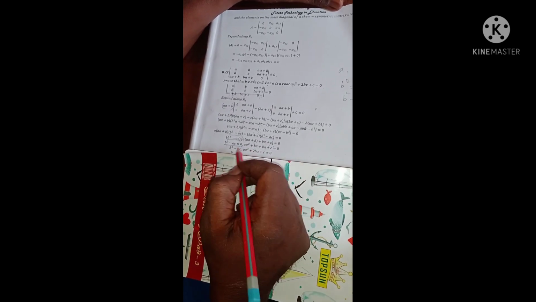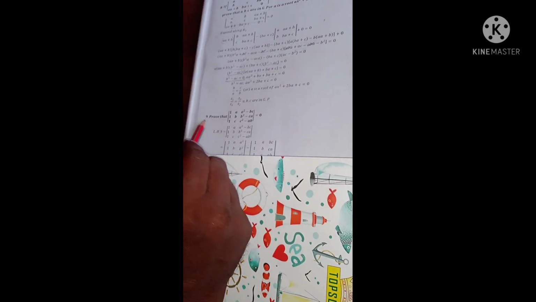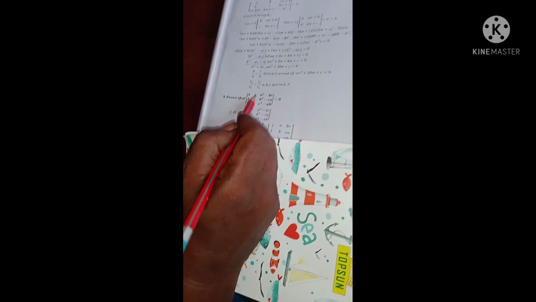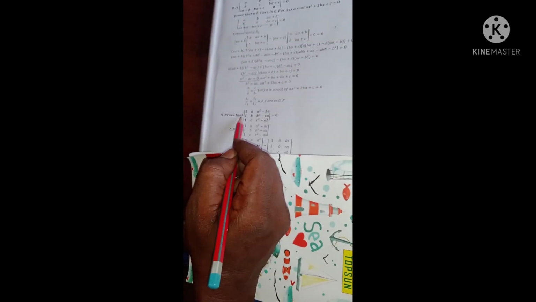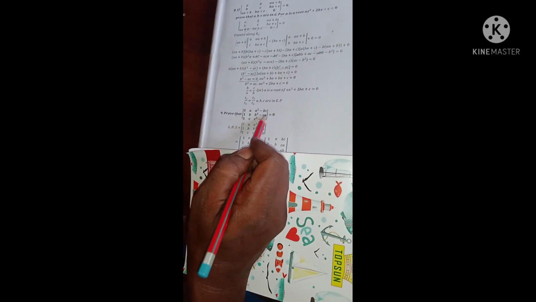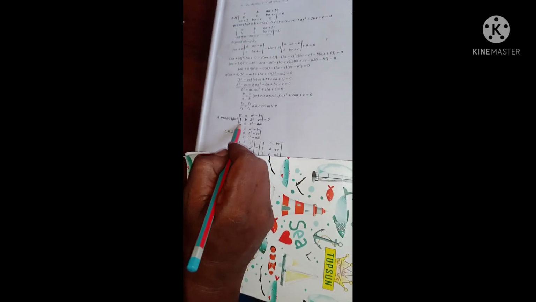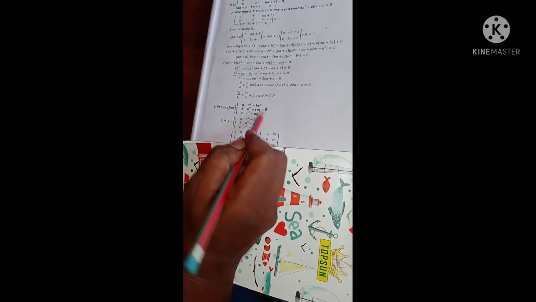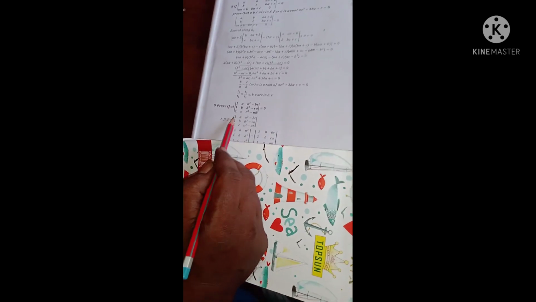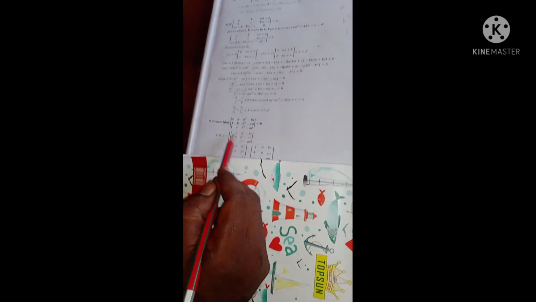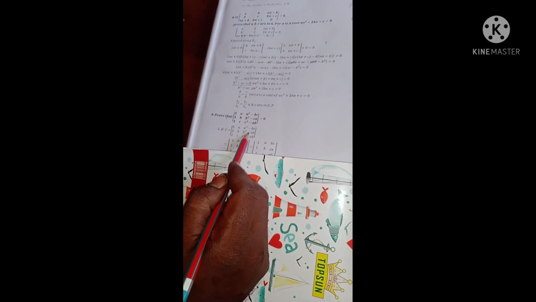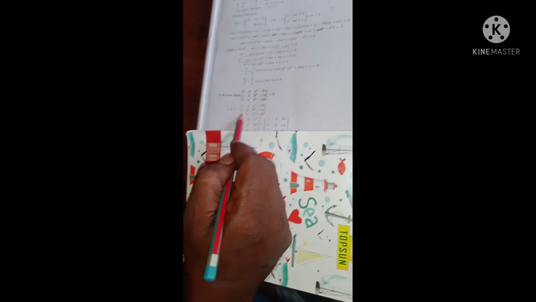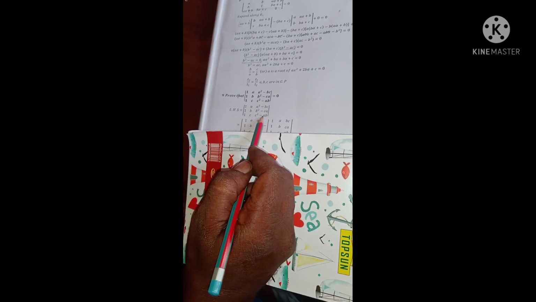That's all. We can solve this too. Sum number 9. Prove that the value of the determinant with rows 1, a square, minus bc; 1, b square, minus ac; 1, c square, minus ab is 0. Okay, we can take this LHS.